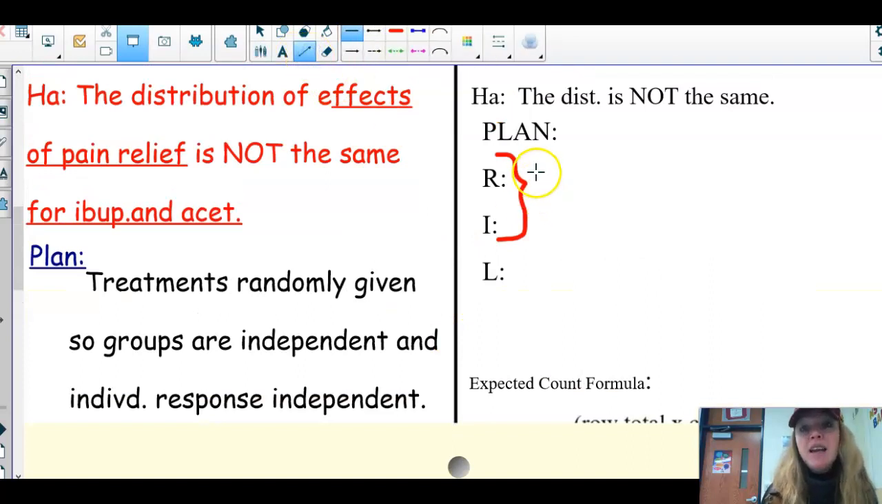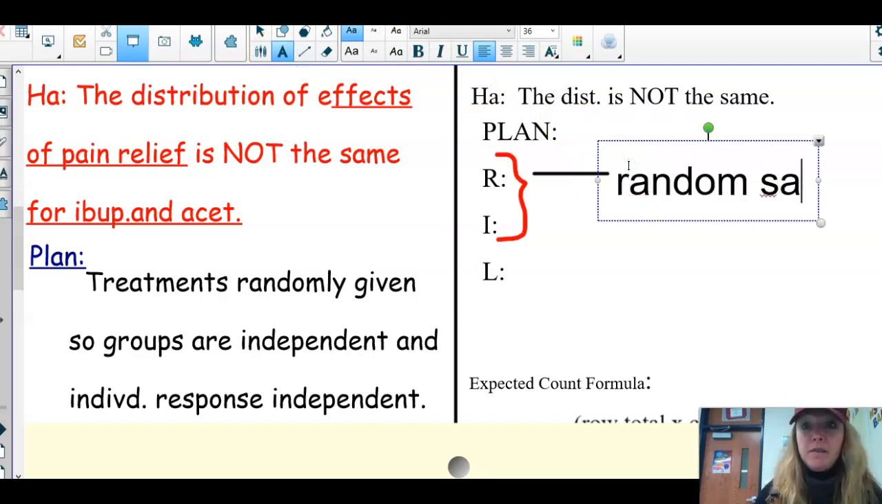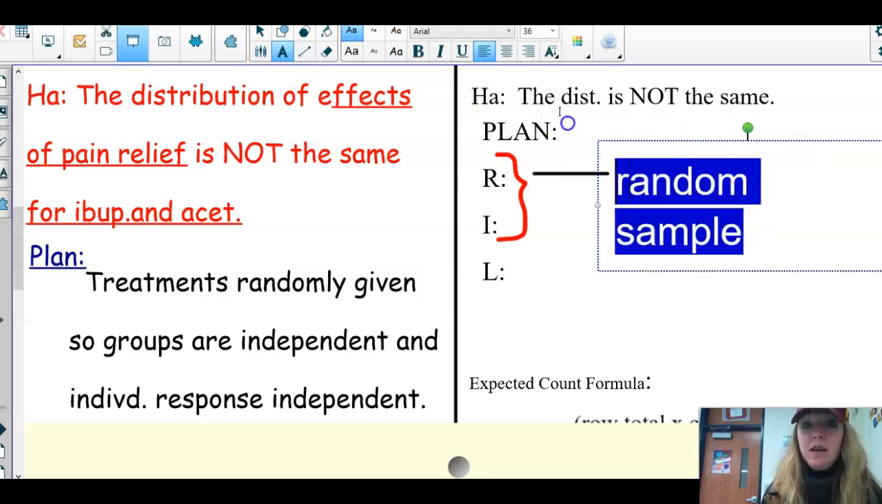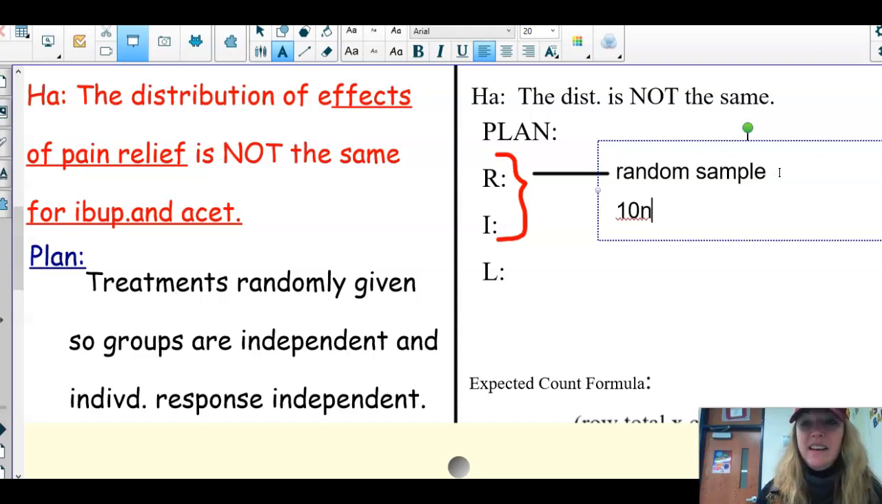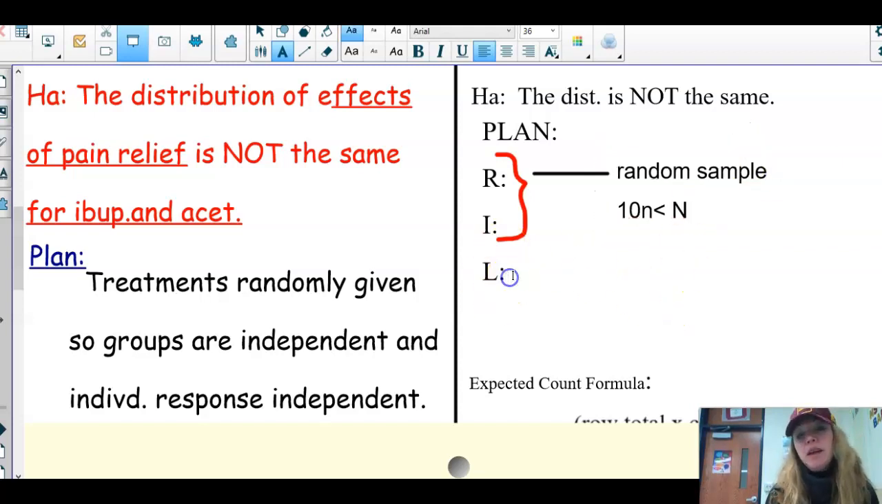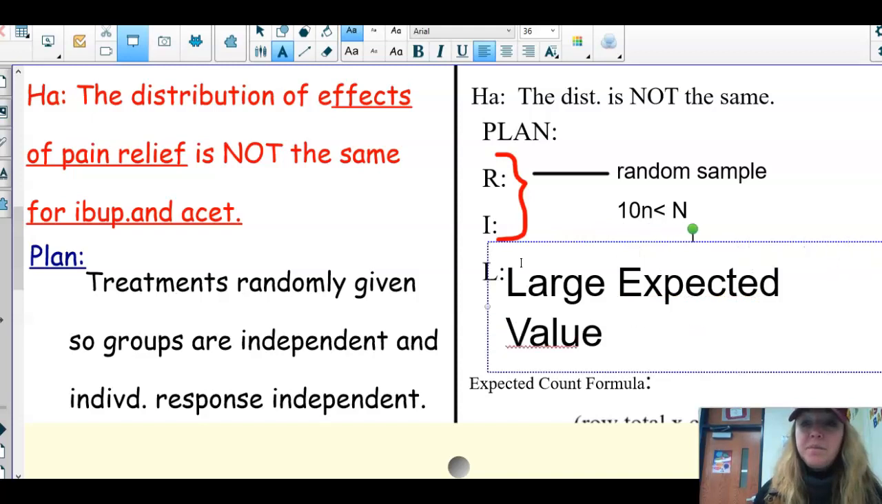If it was not an experiment, just a friendly reminder, this would be a random sample, okay? And then I would be your 10n is less than capital N. And then L is what again? L, we learned that, it's a large expected value. And that means all of your expected values have to be greater than 5, okay?